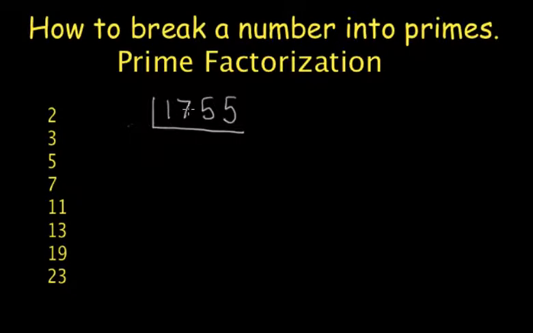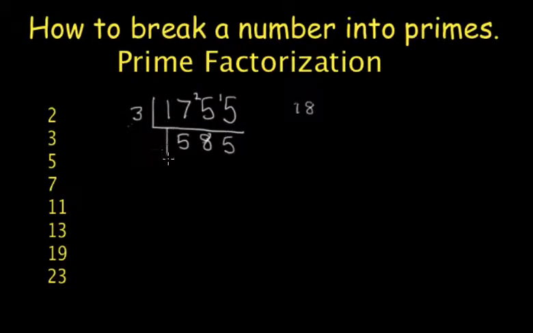1 plus 7 is 8. 5 plus 5 is 10. So 8 plus 10 is 18. So yes, 18 is divisible by 3. So 1,755 is divisible by 3. 3 goes into 17 5 times, this time with 2 left over. 3 goes into 25 8 times, this time with 1 left over. 3 goes into 15 5 times.